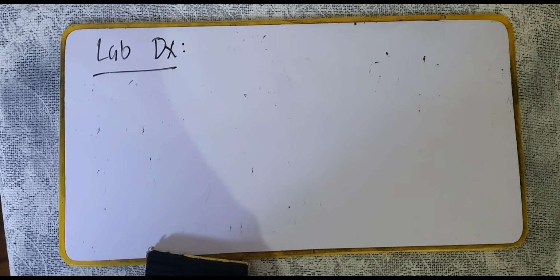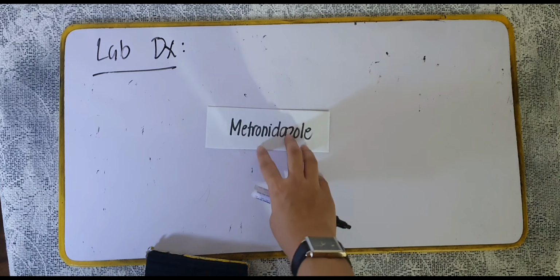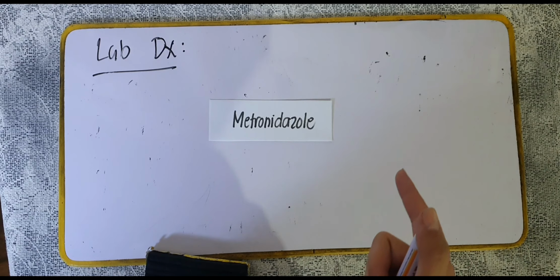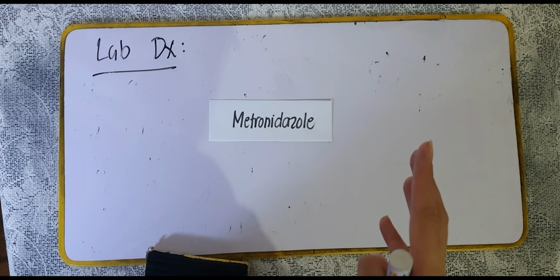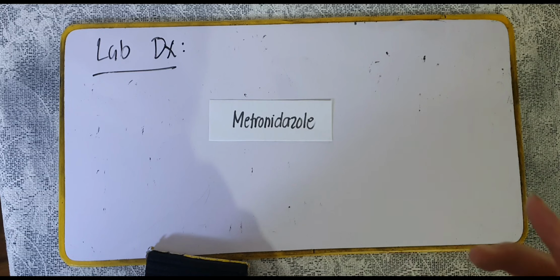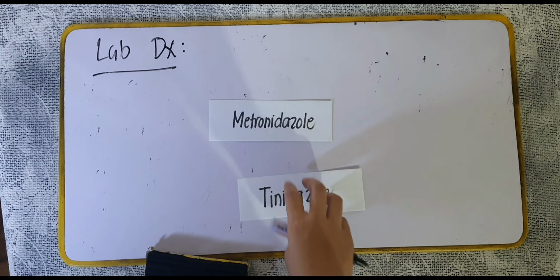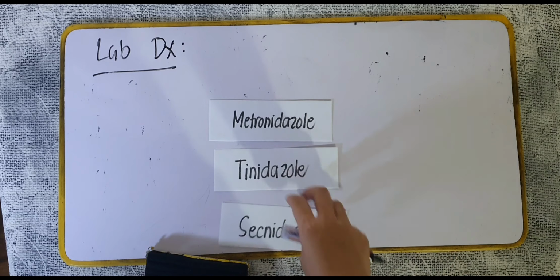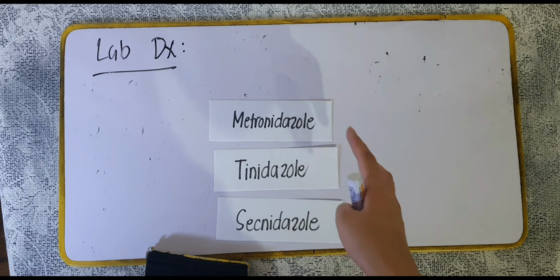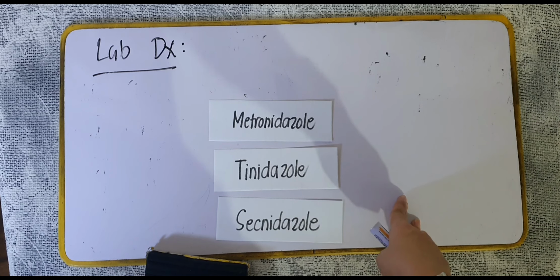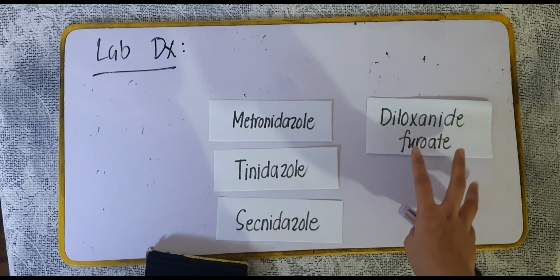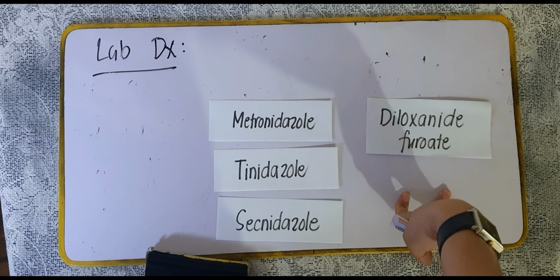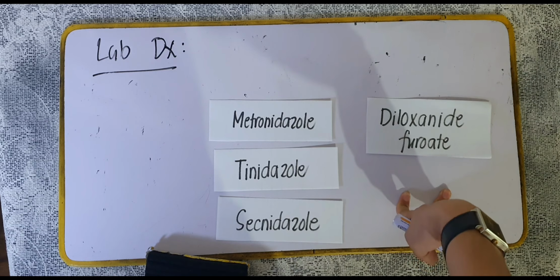Now, when it comes to treatment of amoebiasis, always remember, class, that metronidazole is always the drug of choice for treatment of invasive amoebiasis. Aside from metronidazole, we have other 5-nitroimidazole derivatives such as tinidazole and secnidazole. These two drugs are also effective for treating amoebiasis. And then another, we have diloxanide furoate. This drug, class, is considered the drug of choice, especially for asymptomatic patients.